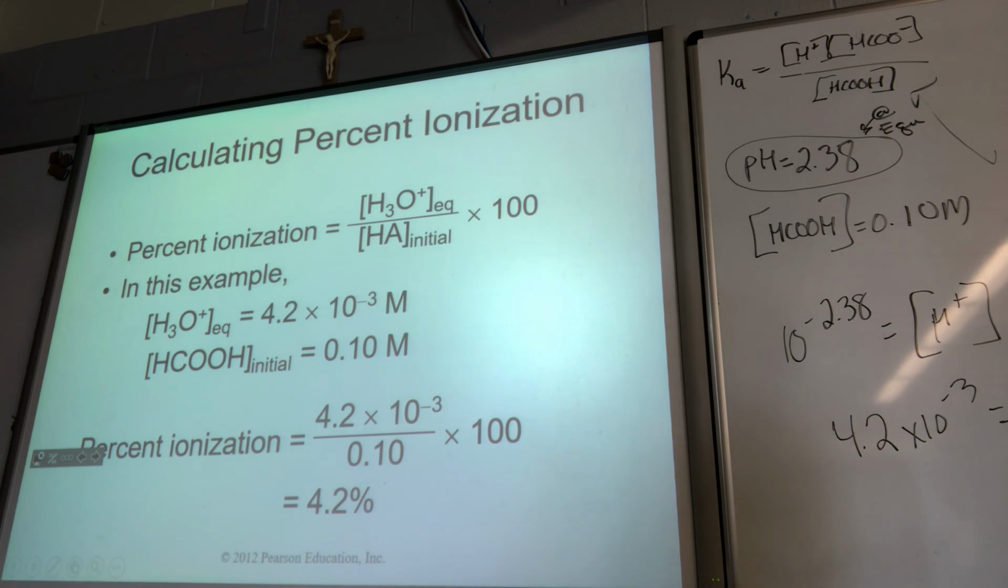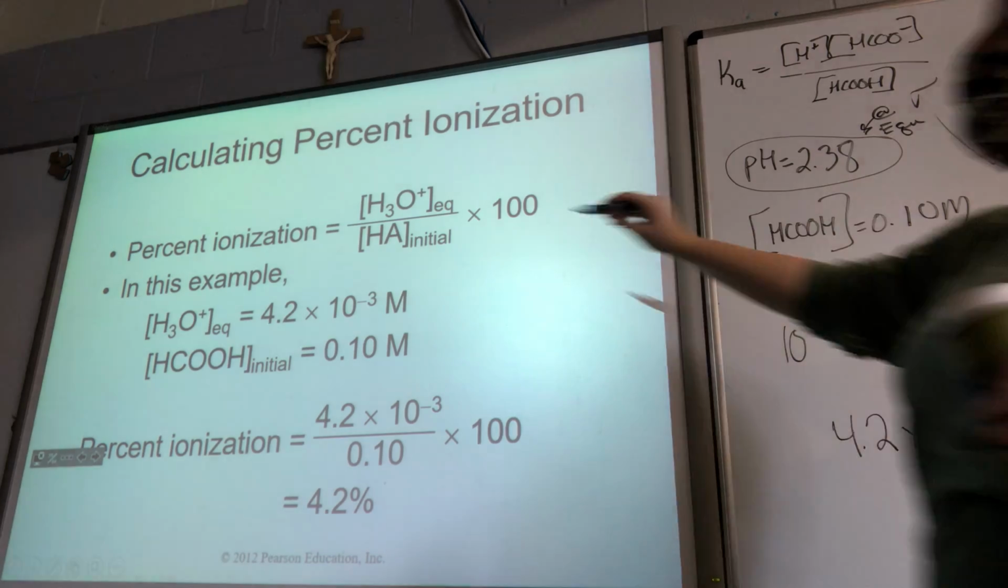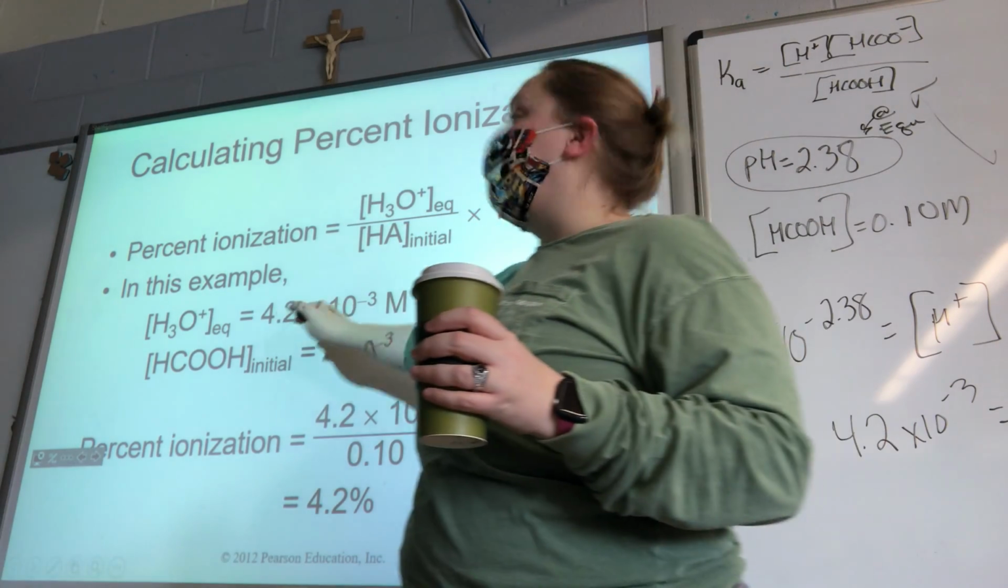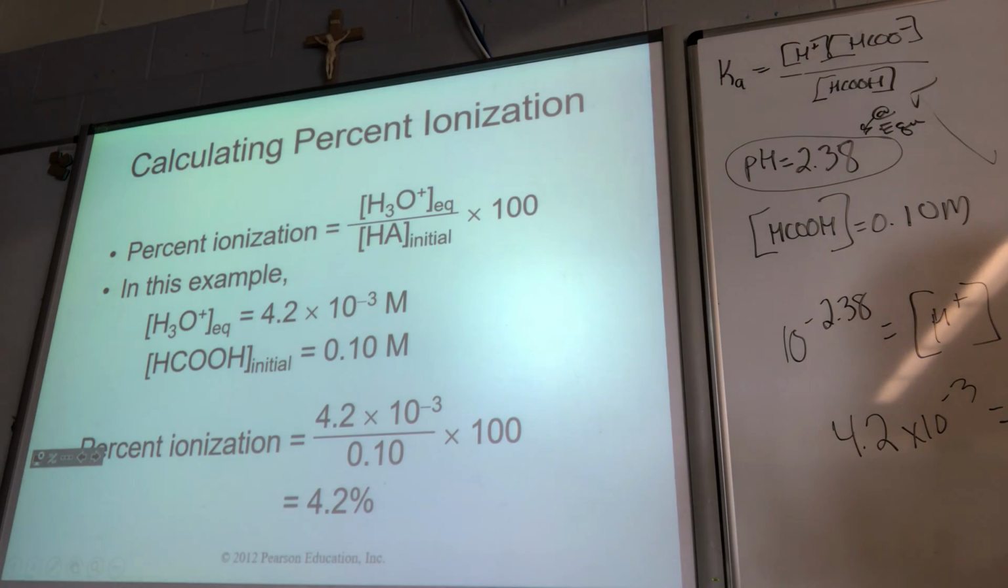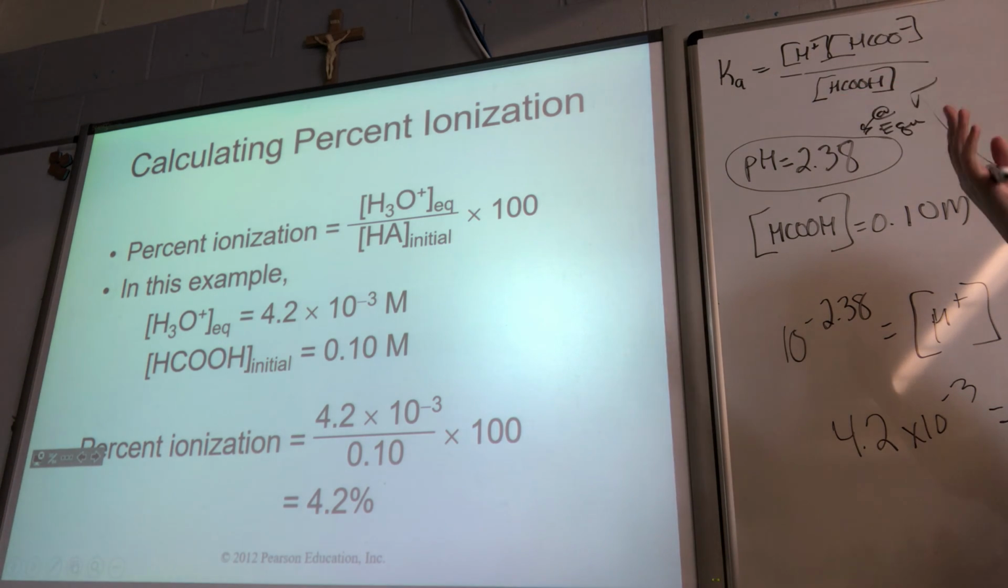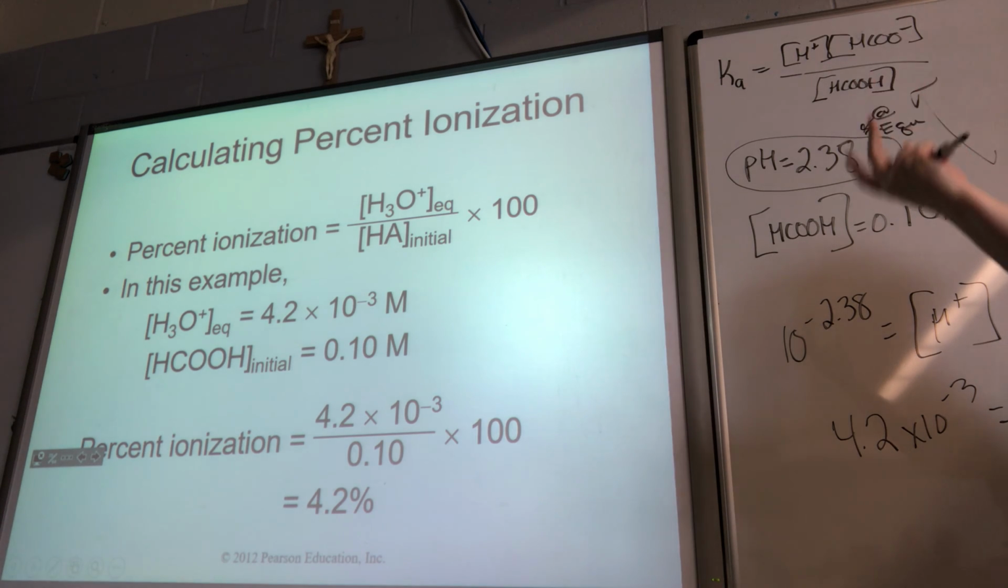Yes, ma'am. How come it says HA instead of HC? Oh, so this is the general form, and this is the one that we just did. Good question. HA is the default for any acid when they talk about it. That includes strong acids. So fair warning. A means acid, H is the proton.